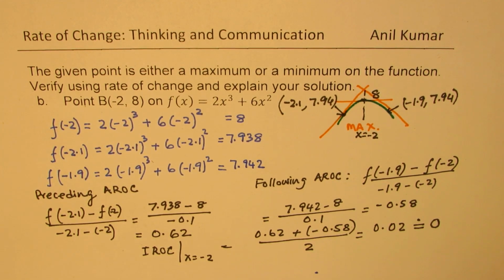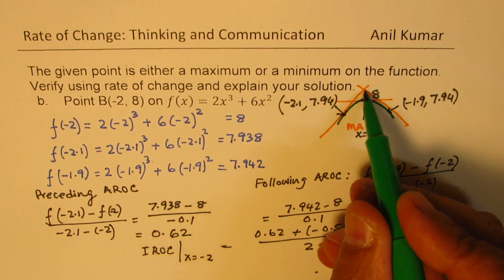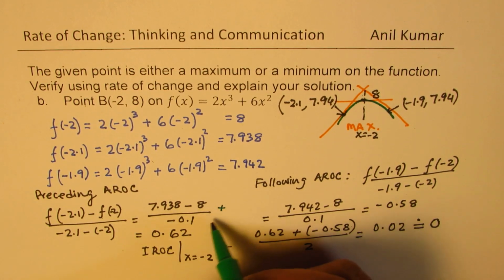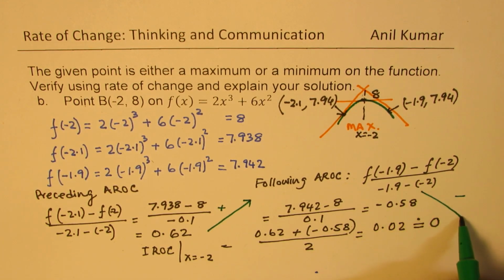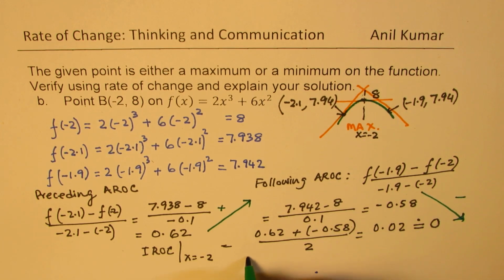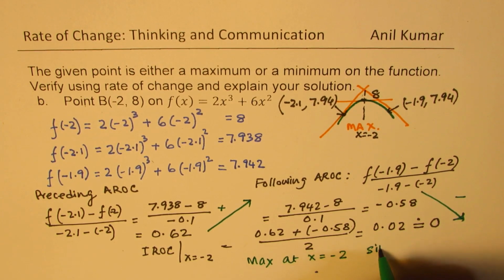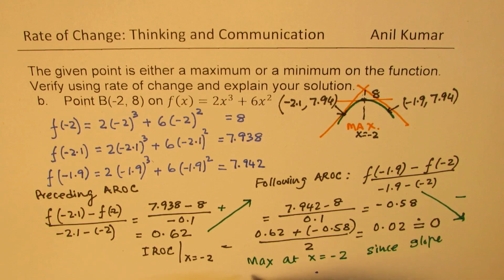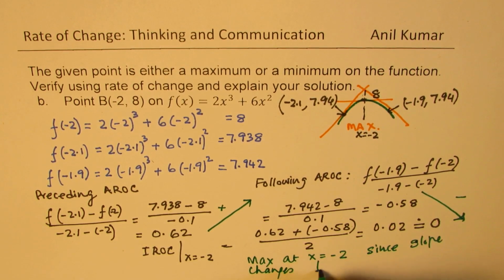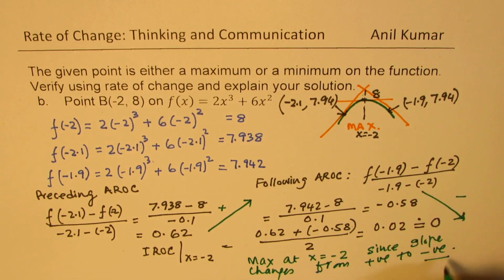Now you can clearly see that we have a positive slope on the preceding side and a negative slope on this side. So we have a maximum at x = -2, since the slope of the tangent changes from positive to negative. Is that clear to you? That is how we can confirm using rate of change.